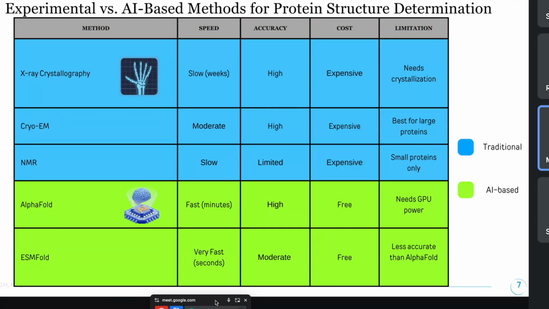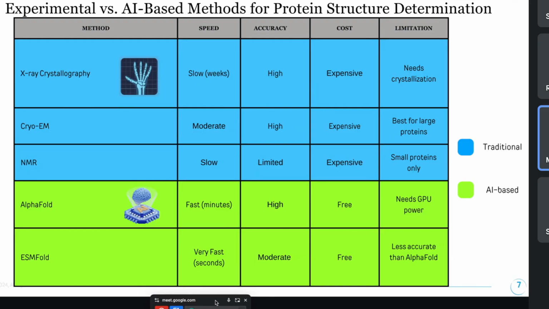If AlphaFold can predict the structure of proteins in minutes, ESMFold is very fast and it can predict them in seconds. Some of the pros were it was extremely fast, and it's also a free open source tool, so anyone can access the ESMFold metagenomic atlas.